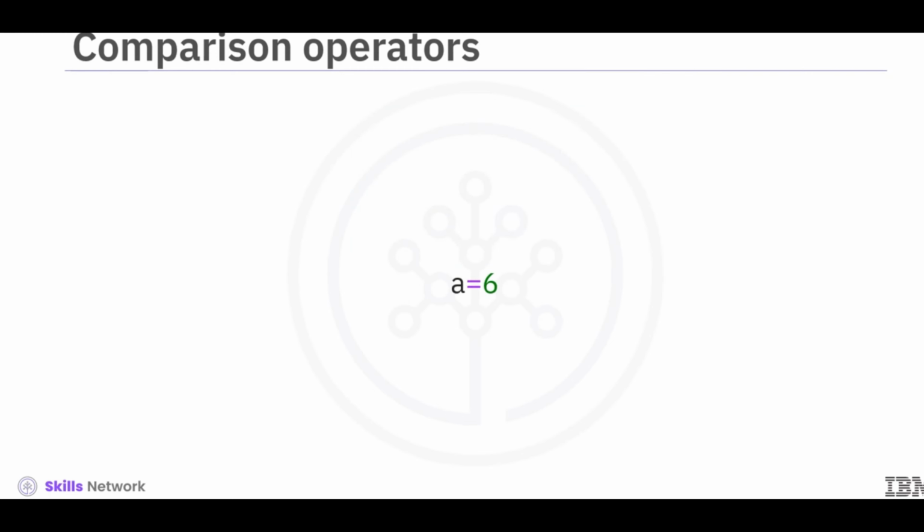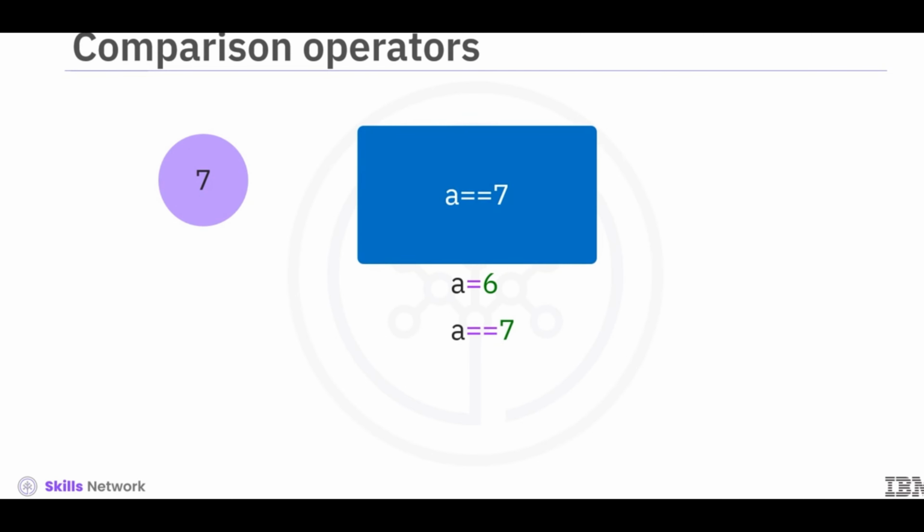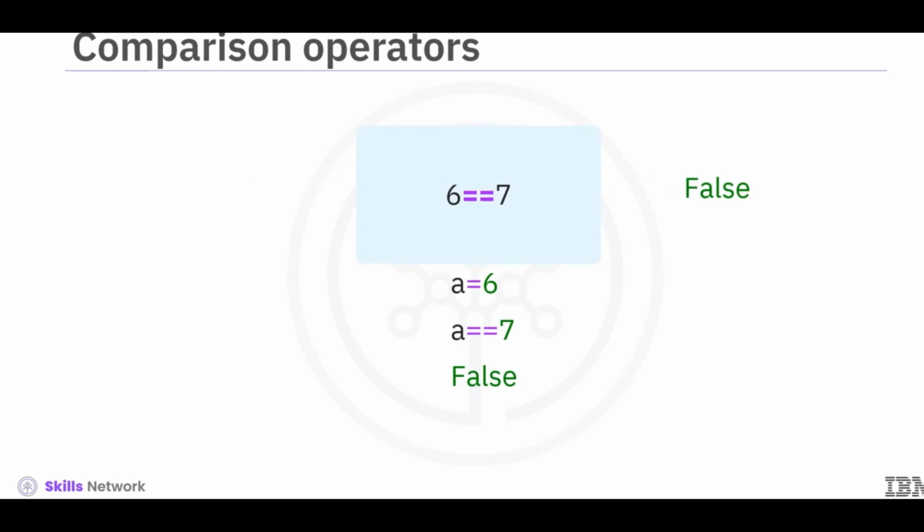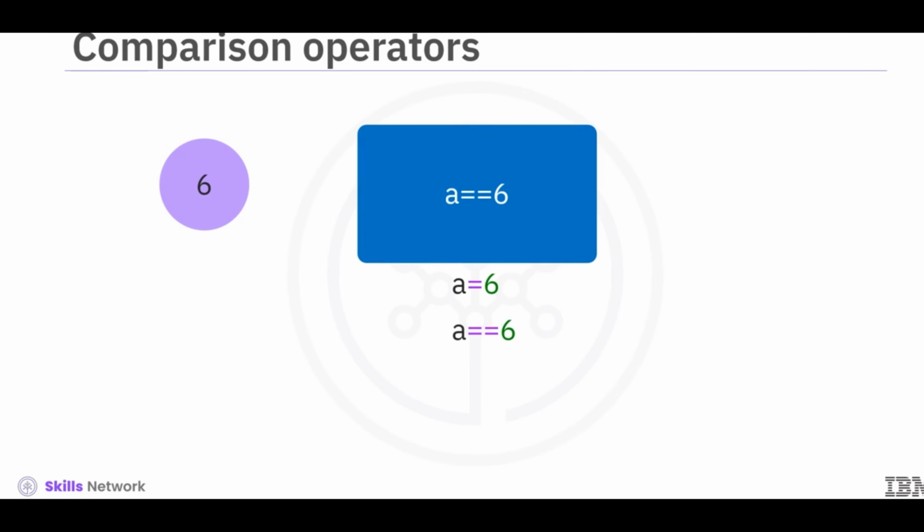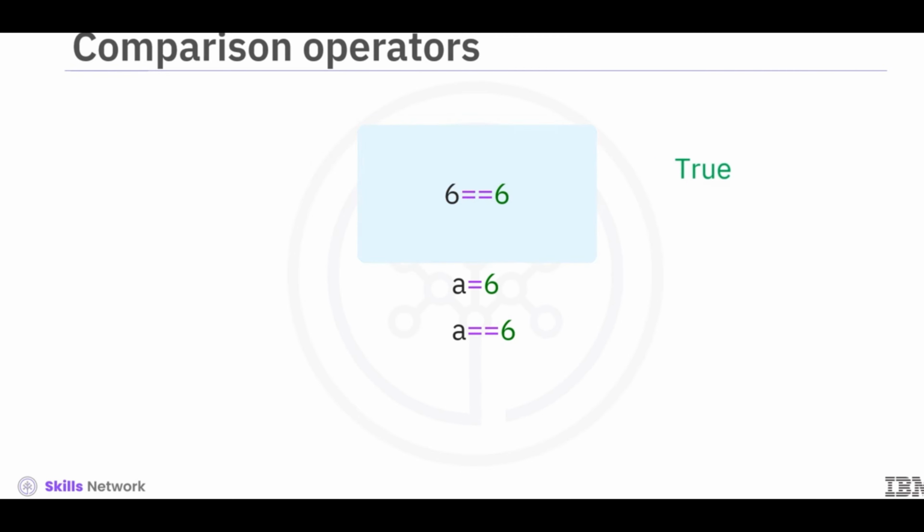Let's say we assign a value of 6 to a. We can use the equality operator, denoted with two equal signs, to determine if two values are equal. In this case, if 7 is equal to 6, as 6 is not equal to 7, the result is false. If we performed an equality test for the value 6, the two values would be equal. As a result, we would get a true.